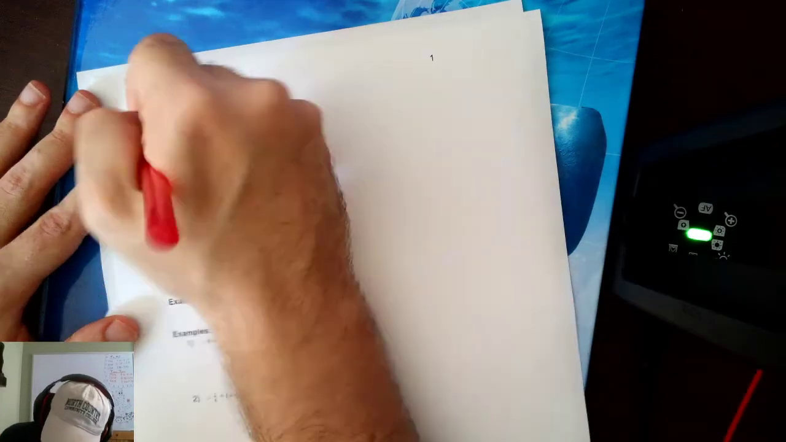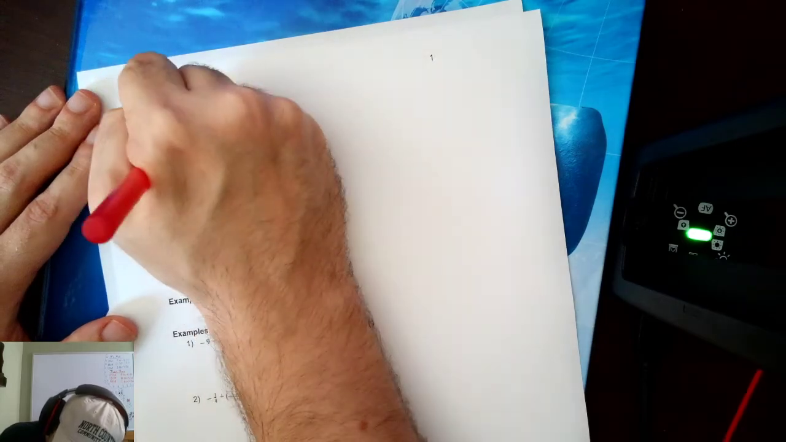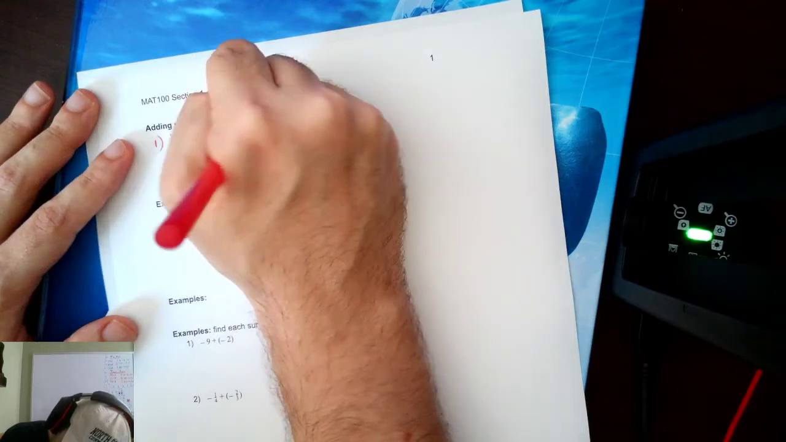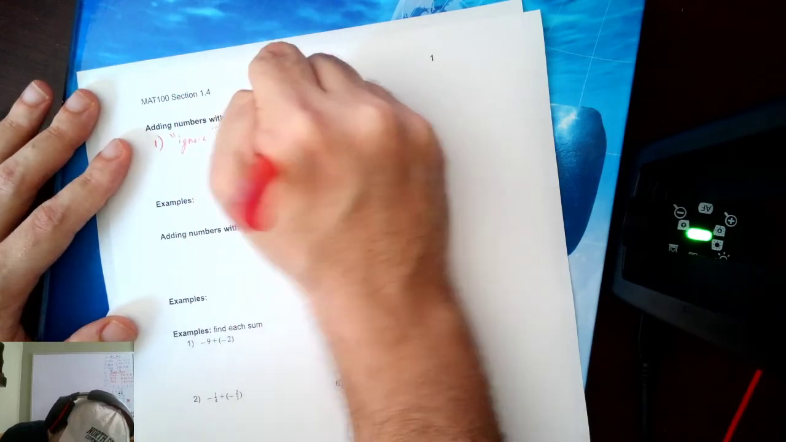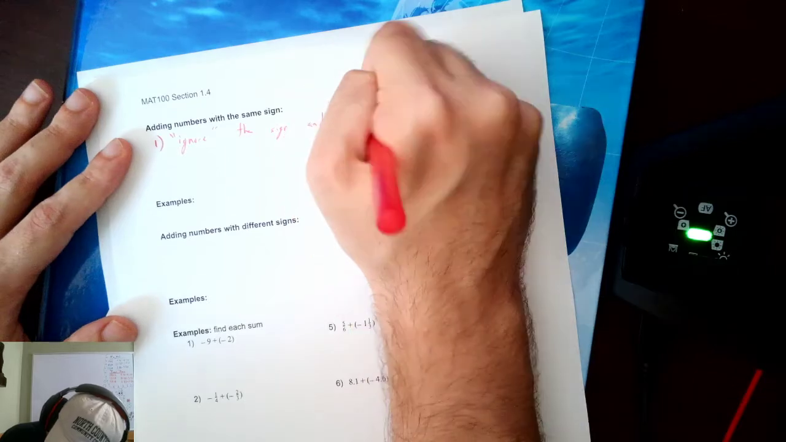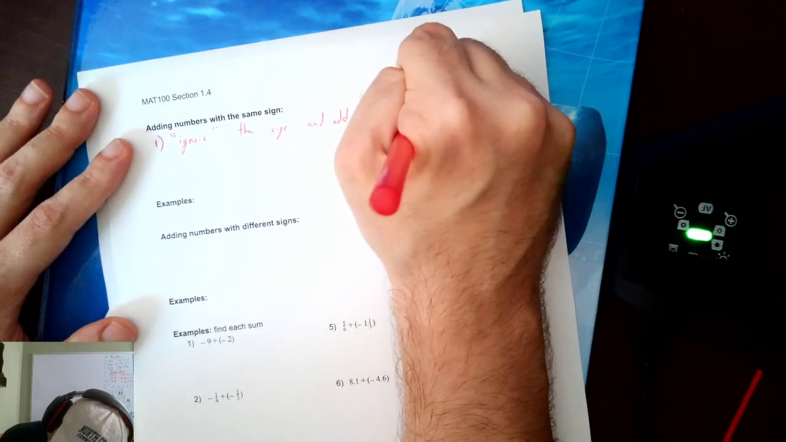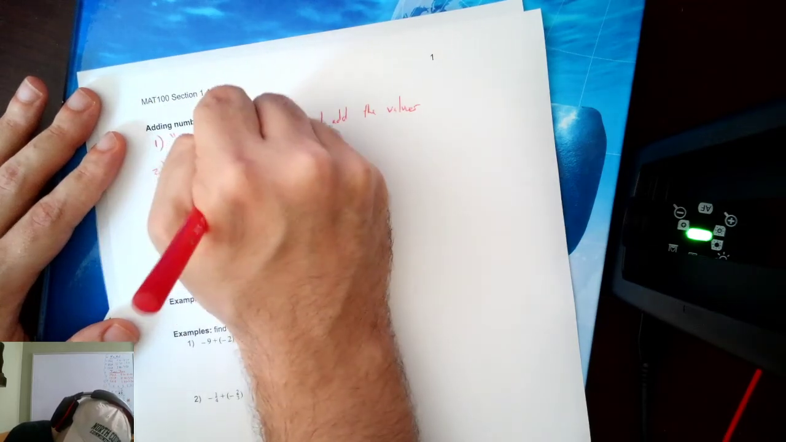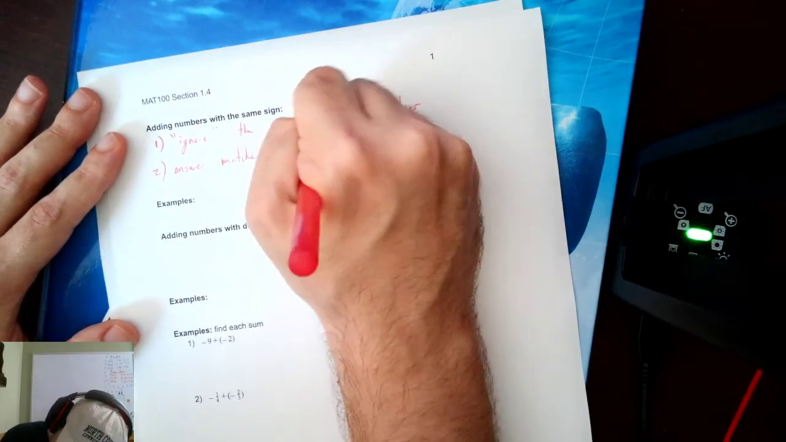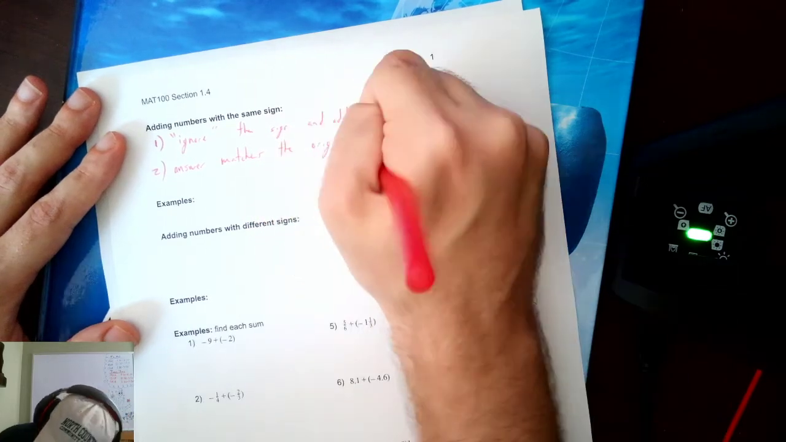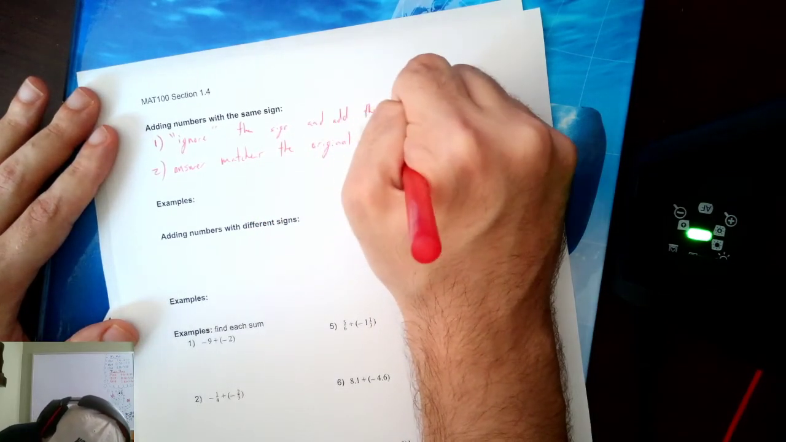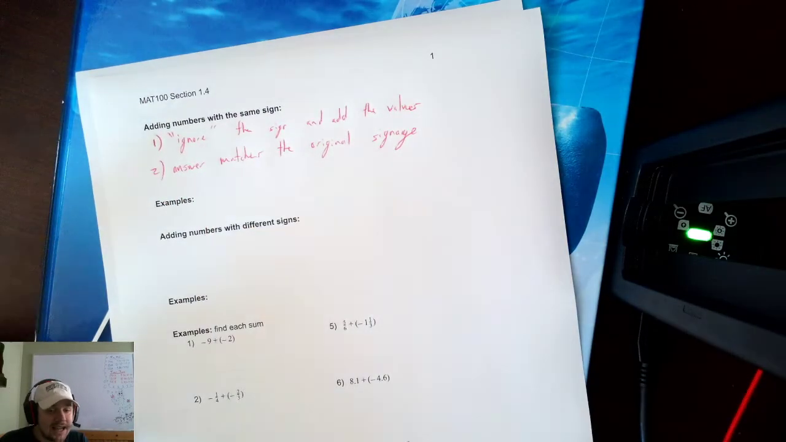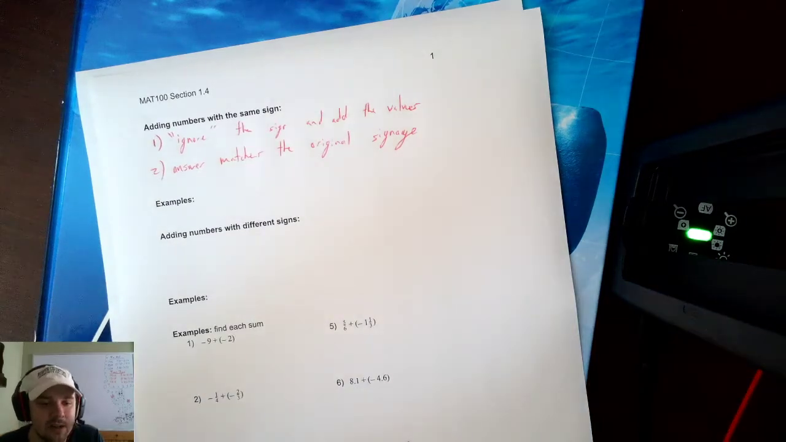So adding numbers with the same sign, the first step, I like to, in quotation marks, ignore the sign, and add the values. And step 2, the answer matches the original signs. Now what do I mean by ignore? Well, I don't make note of the signs while adding because it's irrelevant when they have the same sign.